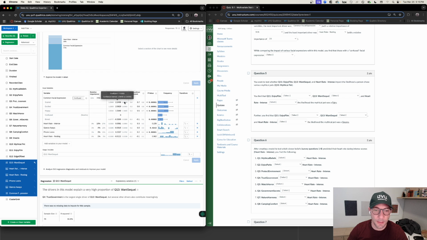So I'm seeing that those with scared expressions enjoyed the film more than those with confused. Same with excited and happy. They all enjoyed the film more than those with confused expressions. But bored, this is still significant. So those with bored expressions enjoyed the film less than those with confused expressions. And again, that's while holding all of these others constant, okay?